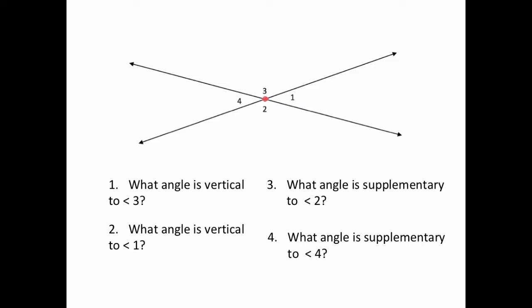Question 4. What angle is supplementary to angle 4? Well, here's a straight line with a ray coming off. That means these two angles are supplementary. They would add up to 180 degrees. And here's a straight line with a ray coming off. That means these two angles are supplementary. They have to add up to 180 degrees. So it would be angle 3 and angle 2.